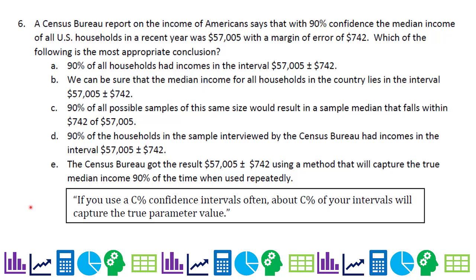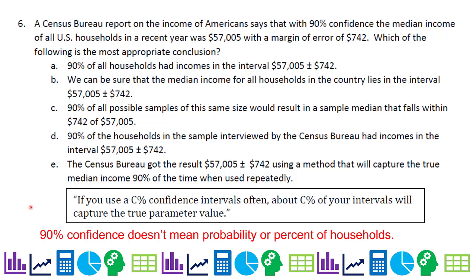So if you use C% confidence intervals, about C% of your intervals will capture the true parameter value. So it's not about probability or percent of households. And you can see the first one, 90% of all households had incomes of that. No, we'd have to do like a normal CDF or something to figure that out if we had all the data. We cannot be sure that the median lies in the interval. We're only confident. We're not sure. Sure is like 100% confidence.